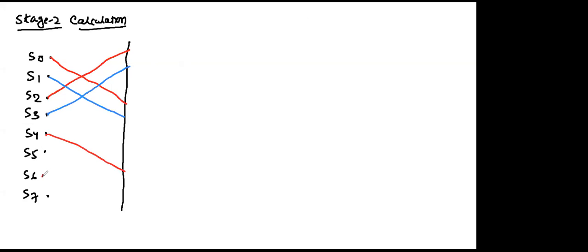Okay, same you will do for the next: S4, S6. Then this is your S5, S7. Okay, now your twiddle factor is omega at 0 and omega at 2. Okay, same here. Omega at 0, omega at 2. Okay, now it is easy to write the output.